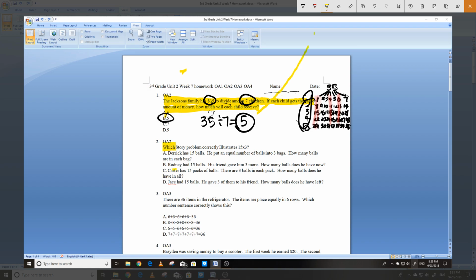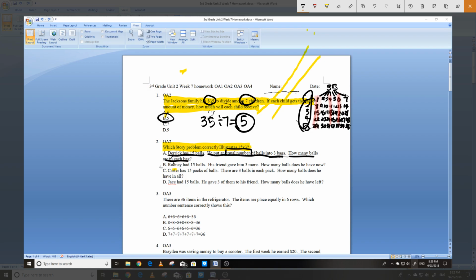Number 2 says, which story problem correctly illustrates 15 times 3? So the key here is to multiply. We're looking for something that signifies multiplication. So let's take a look at number 1. Number 1 says Derek has 15 balls, right? He put an equal number of balls into 3 bags. How many balls are in each bag? The key word here is equal number.